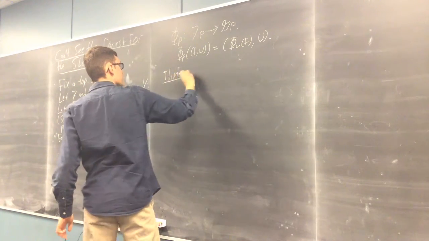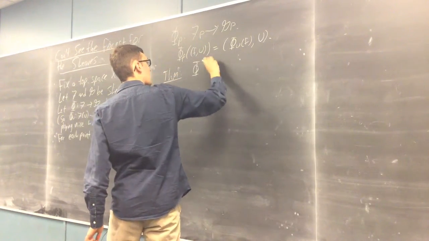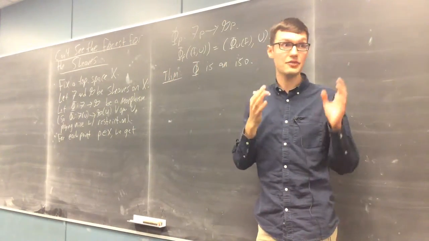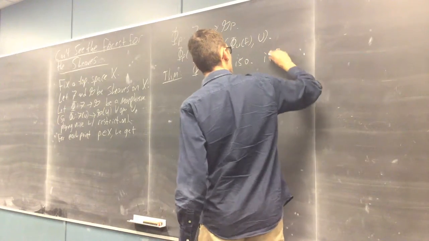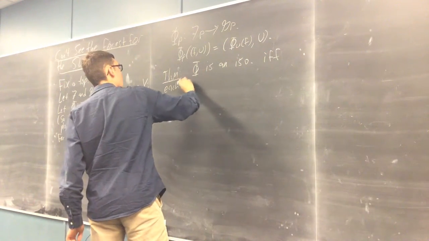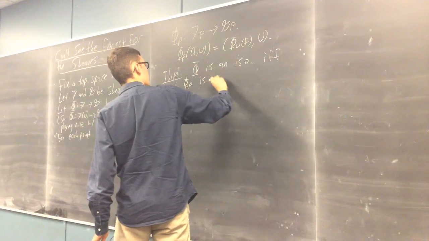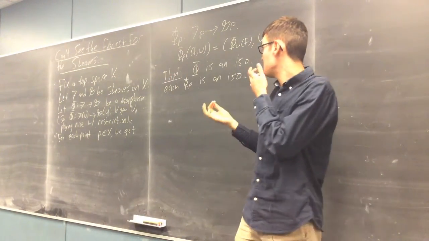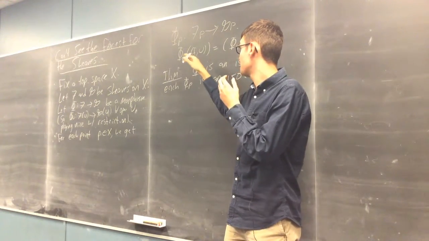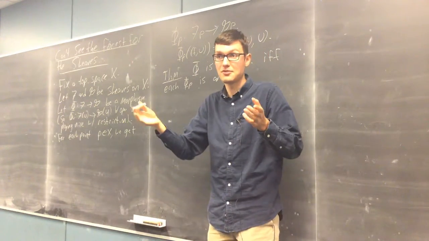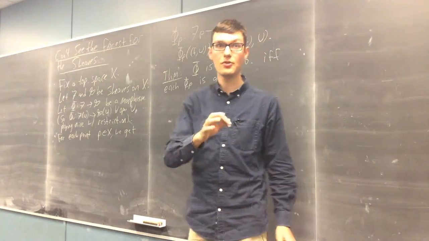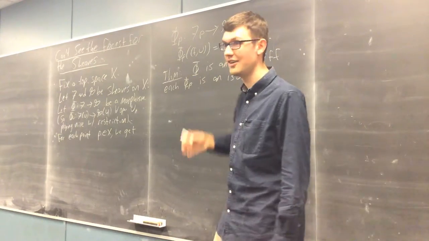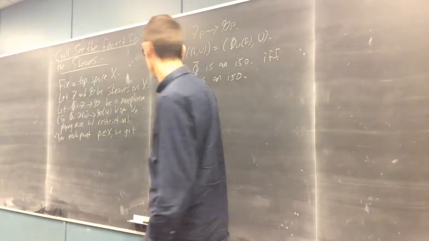So here's the theorem. Phi is an isomorphism if and only if each phi_p is an isomorphism. So it might be easier sometimes to check that all the induced stalk morphisms are isomorphisms, and then this is useful. Or you can prove that your morphism is not an isomorphism by proving that for some stalk, that's not an isomorphism.